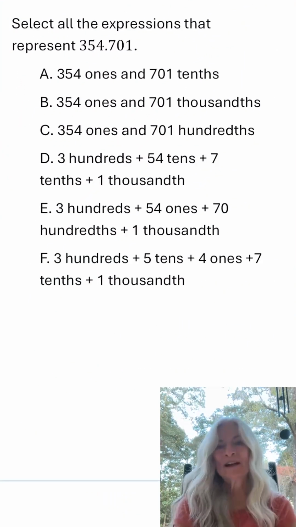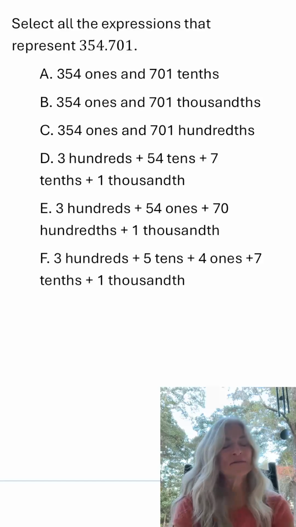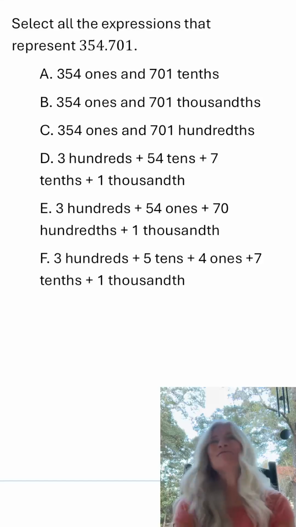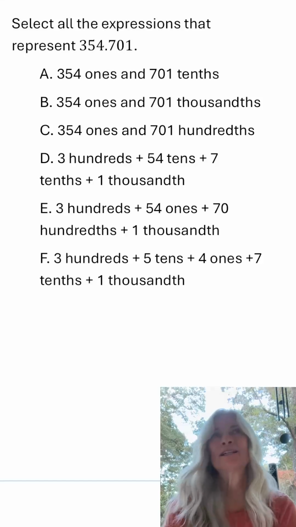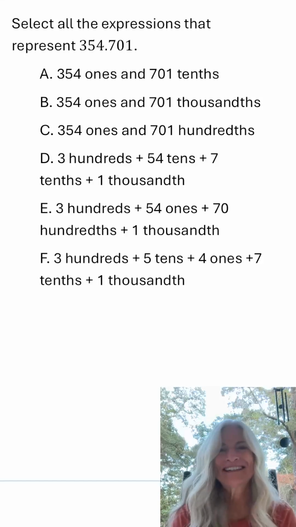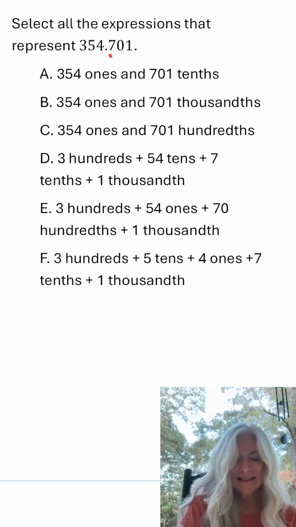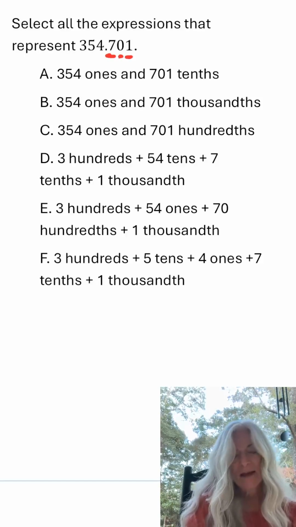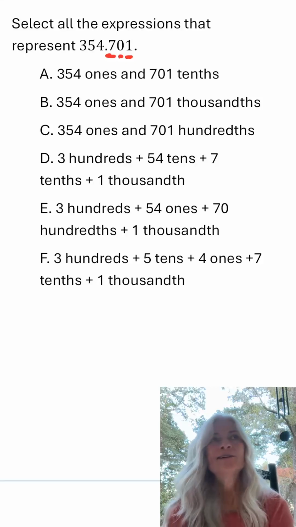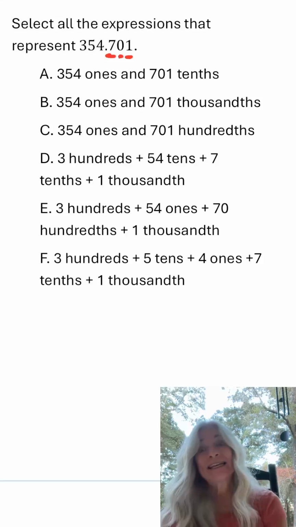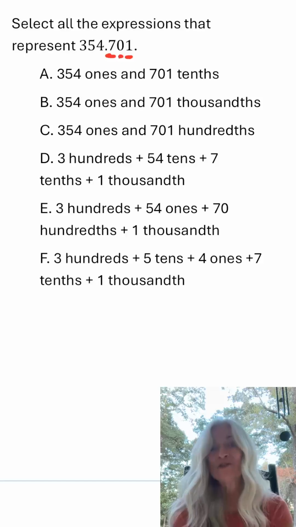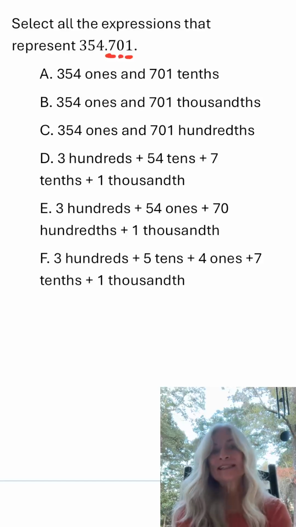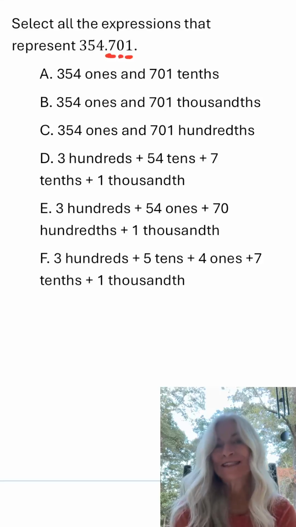Select all the expressions that represent 354 and 701 thousandths. Now, first of all, how did I know how to read that decimal part? Well, we see that we have 7/10ths, we have 0 hundredths, and 1 thousandth. Well, 7/10ths is the same thing as 700 thousandths. And so we can read that whole number as 701 thousandths.